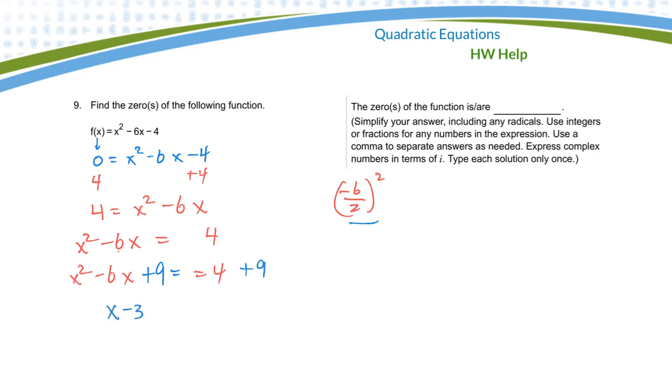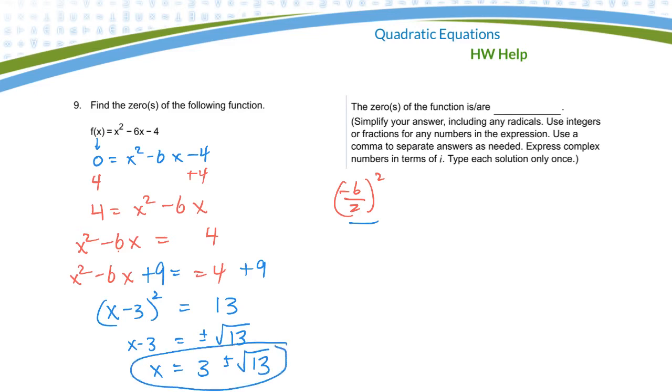So here I'll have x minus 3 squared is equal to 13. Square root principle, x minus 3 equals plus or minus root 13. Add 3 to both sides. So I'll get 3 plus or minus root 13. And that'll be my answer.